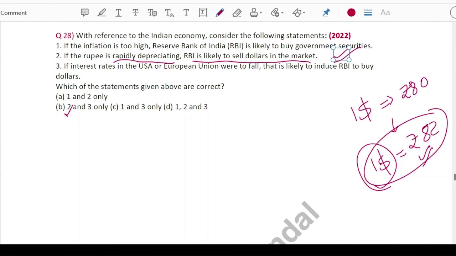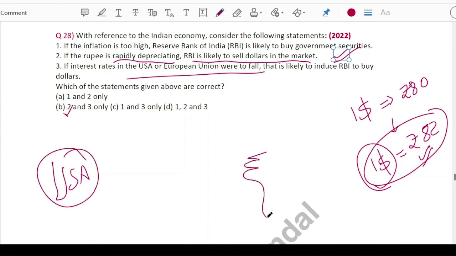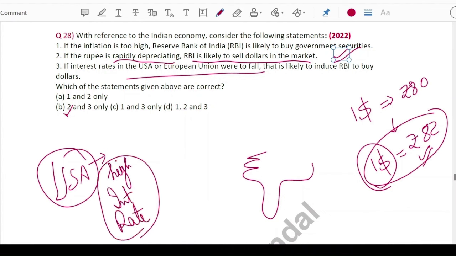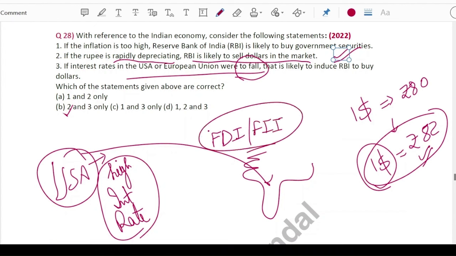In the third statement, you need to see if the interest rate in the foreign land, like USA, is increasing the interest rate. If USA is increasing the interest rate, to kya India mein investment aayegi? No, because it is already getting higher returns. But in this question, it is saying interest rate is falling in the foreign land, like USA or European Union. So FDI or FII will come to India. What it means? If FDI is coming to India, it means dollar supply will increase.